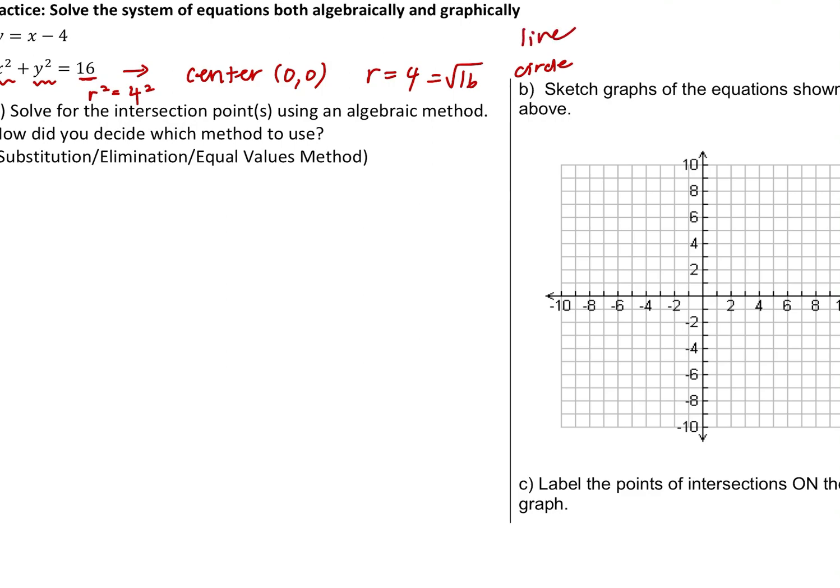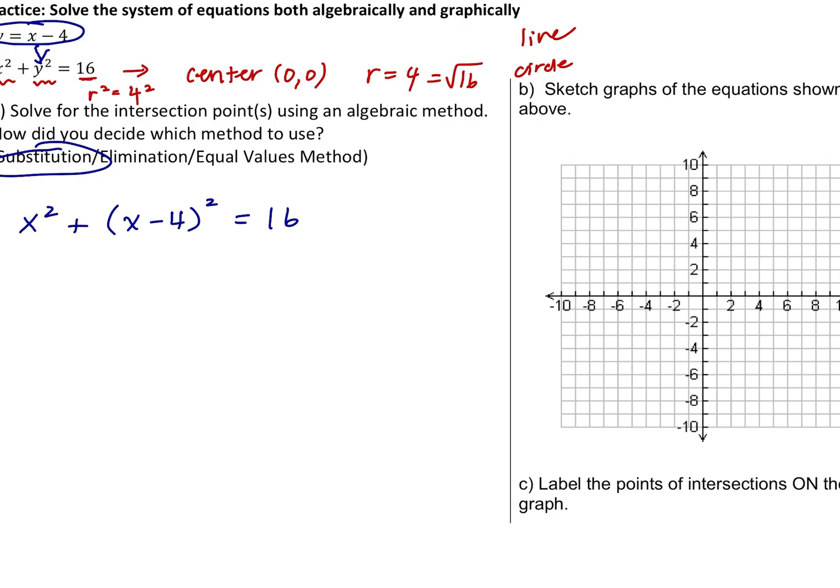Let's solve this first. I'm going to solve this using the substitution method. I'm going to substitute that y, which is x minus 4, into the y in the second equation. Let's see what we get. We get x squared plus (x minus 4) squared equal to 16.